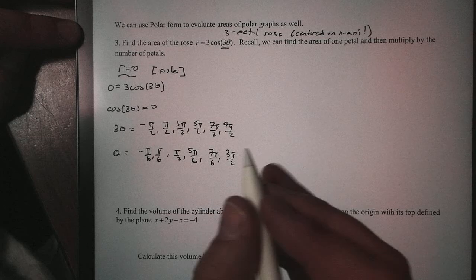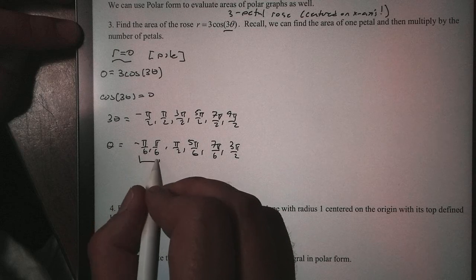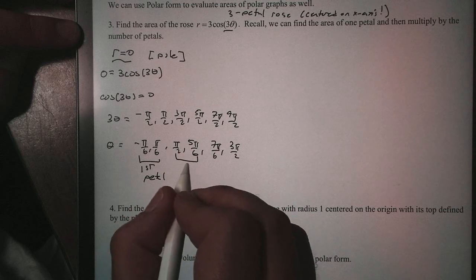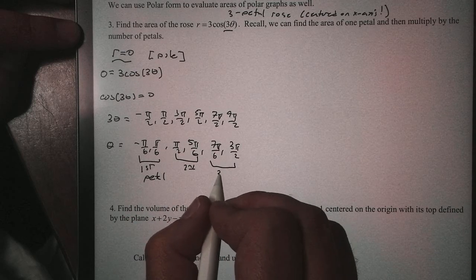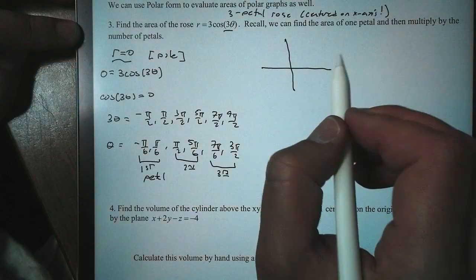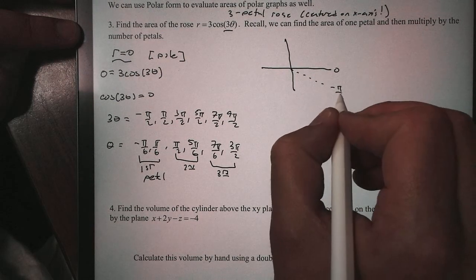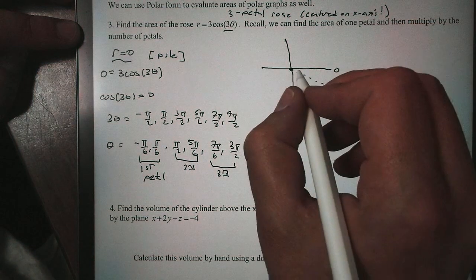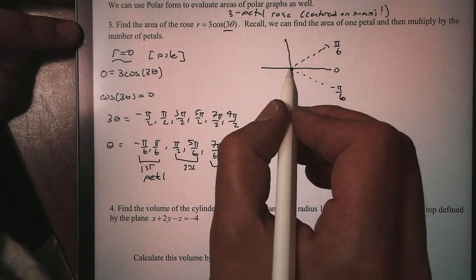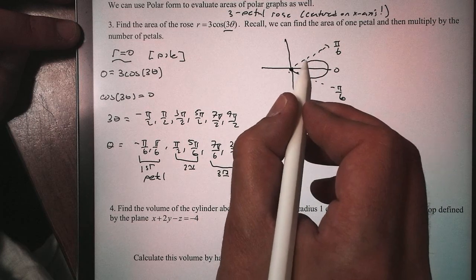So what we want is to get the petals. Well, we can pick any two of these consecutive values to get our petal. For example, this would be our first petal, this would be our second petal, and this would be our third petal. So if I were to graph it from last year, starting at negative pi over 6, I know my radius is 0, and at the angle of pi over 6, I also know that my radius is 0. So between negative pi over 6 and pi over 6, I know my petal has to go out. So it's going to look kind of like this.